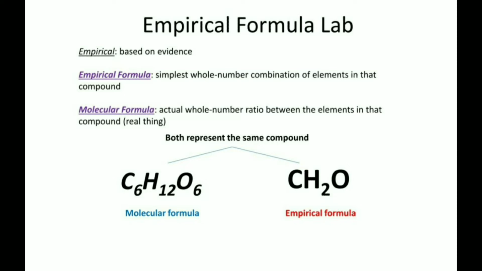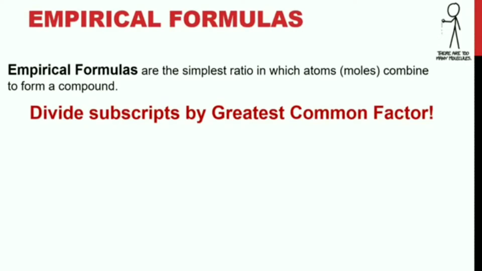An empirical formula is the information you can gather about a compound in a lab. It is the formula with the simplest whole number combination of elements for that compound. A molecular formula is the actual combination of elements for a compound. We cannot determine molecular. So when we look at empirical formulas, we know the simplest way to form an empirical formula is to divide all the subscripts by the greatest common factor.